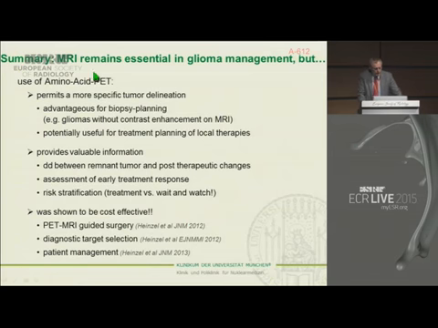So in summary, the MRI remains essential in glioma management, but the use of amino acid PET permits a more specific tumor delineation. It's advantageous for biopsy planning, especially in gliomas without contrast enhancement. It's potentially useful for treatment planning of local therapies. It provides valuable information in the differential diagnosis between remnant tumor and post-therapeutic changes, in the assessment of early treatment response, in the risk stratification, and there are also some papers which have shown that this is cost-effective, especially for the guided surgery and for the diagnostic target selection.